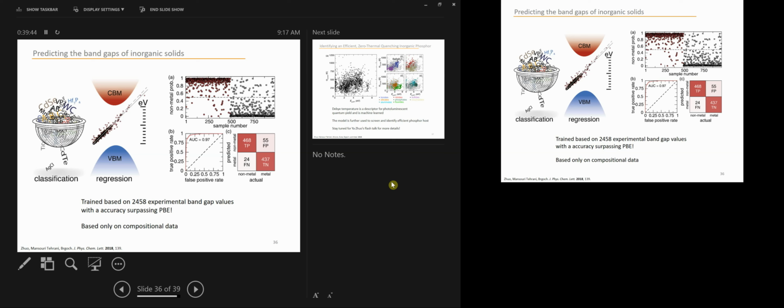So here we were able to gather a database of experimental band gaps, more than 2,000 experimental band gap values, and it turned out that our model even surpassed the accuracy of PBE.